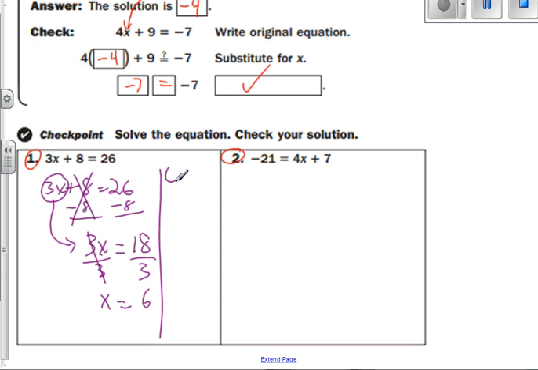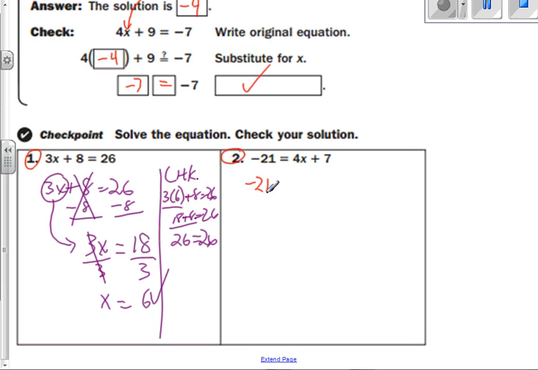If I do a check, which I don't have a lot of room for here, I have 3 times the 6 plus the 8 is equal to 26. That's 18 plus 8 is equal to 26. 18 plus 8 is 26, which is equal to 26. Therefore, I know my solution is correct. All right, let's do the next one.